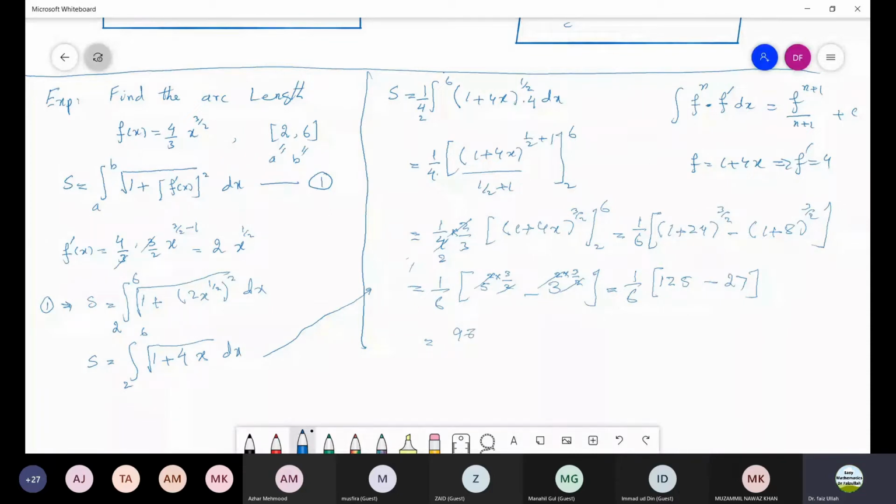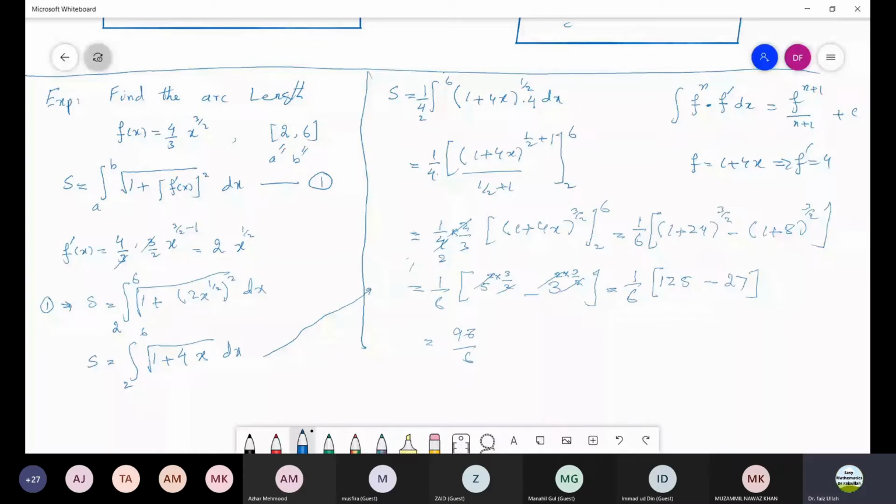What do we get if I subtract 27 from 125? What do we get? I'm asking. 98. That is 98. So can we further simplify this?